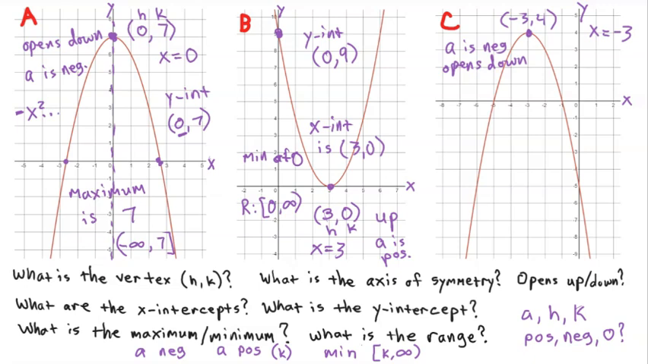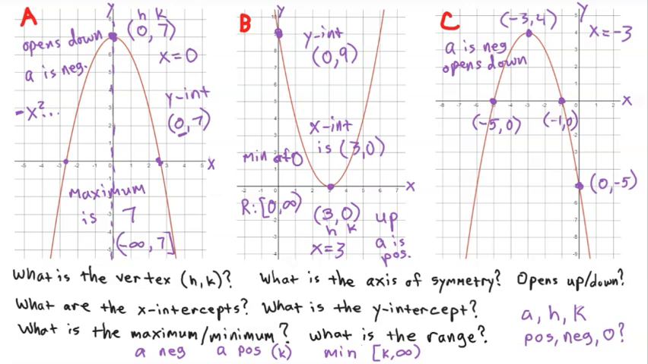All right. What are the x-intercepts? Well, we can see them clearly right here. The graph crosses over the x-axis at -5, and it crosses over the x-axis at -1. And therefore, the x-intercepts are -5, 0, and -1, 0. Okay. What is the y-intercept? Well, it looks like it crosses over the y-axis down here at -5, and so the y-intercept is 0, -5. Last couple here. What is the maximum or minimum?